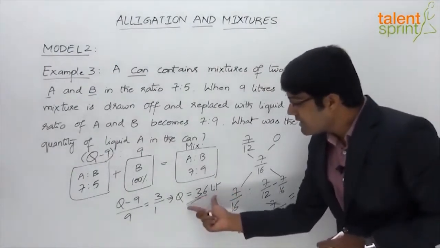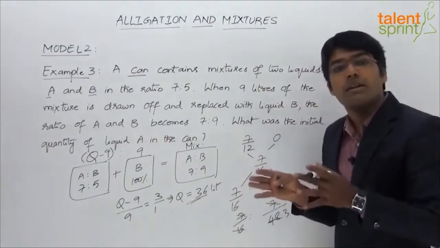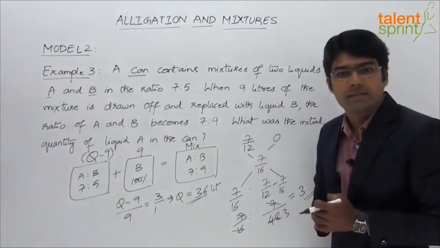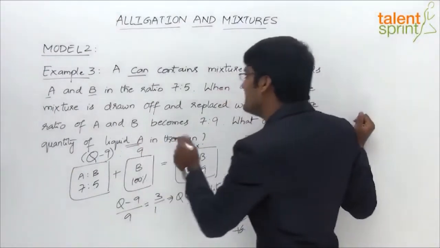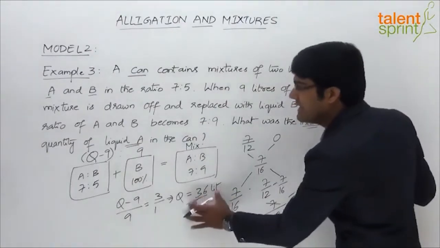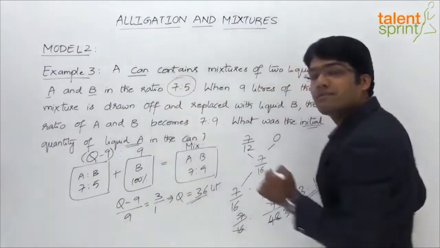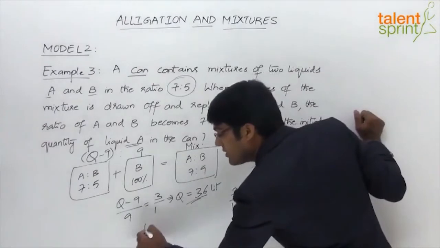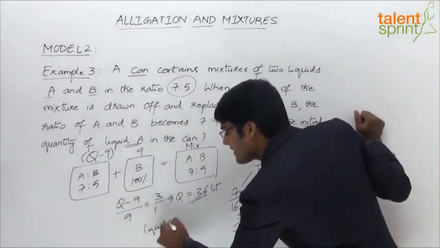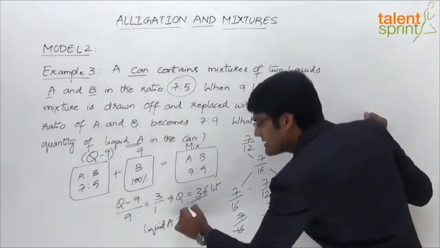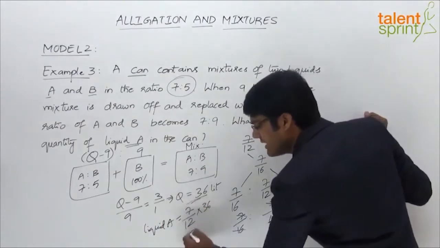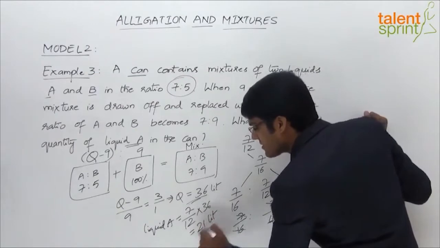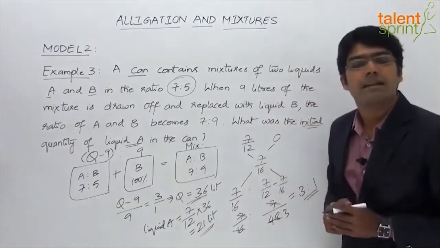So we have now got the final quantity, or the initial quantity of the can, 36 liters. The question says, what was the initial quantity of liquid A in the can? The total quantity is 36 liters and I know the ratio is 7:5. So I can say that the quantity of liquid A initially will be equal to 7 parts out of 12 parts multiplied by 36. So this goes 3 times into 7 will give us 21. So the final answer for this question will be 21 liters.